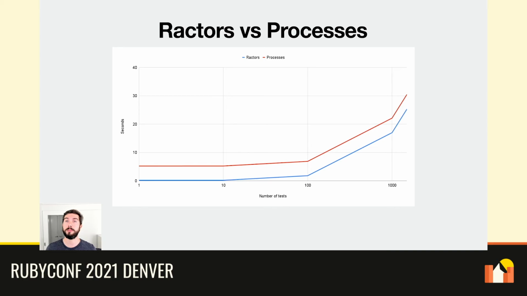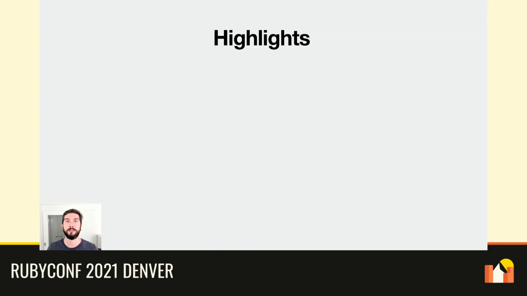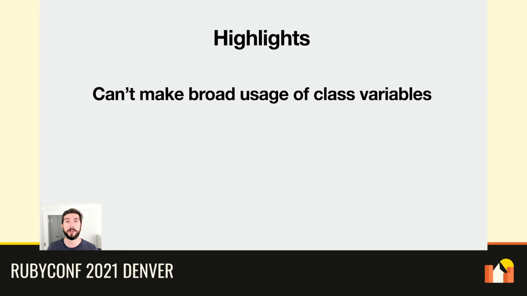But as we increase the number of tests, this difference becomes less and less relevant because we're going to be spending most of our time in the application code and not actually in the test framework. So for a realistic test suite with a decent number of tests, it's likely that both modes will perform very similarly. A few highlights of our framework: it cannot make broad usage of class variables.